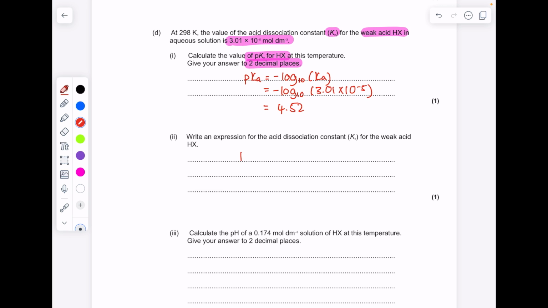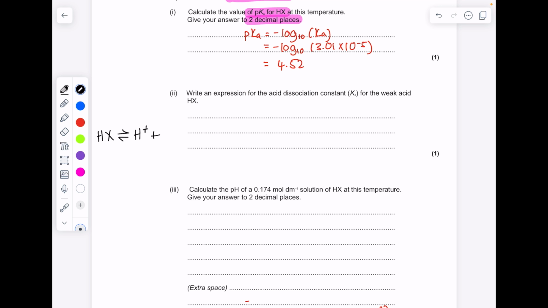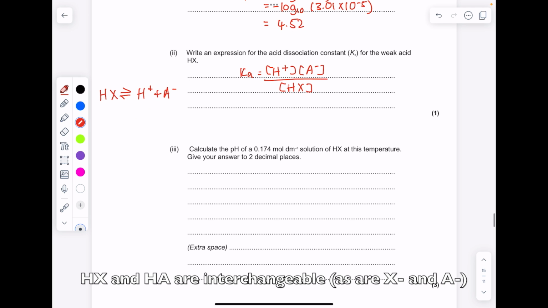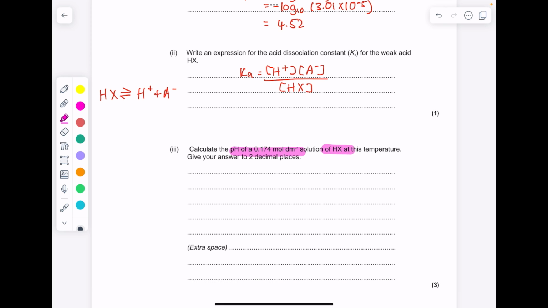Write an expression for the acid dissociation constant. So our expression for Ka is the following. Calculate the pH of a 0.17 mole per dm cubed solution of HX at this temperature. Give your answer to 2 dp.